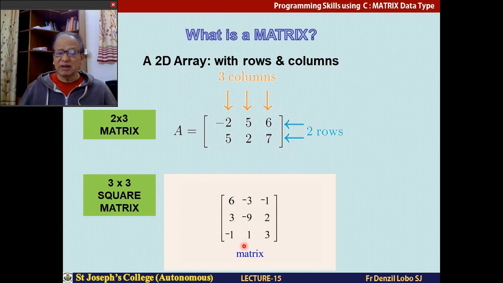For example, here is a 3 cross 3 square matrix. That means there are going to be 3 rows and 3 columns in this matrix. We will see how to declare these matrices, put numbers into them, and print the content of the matrix, and then we will use these matrices for various purposes.